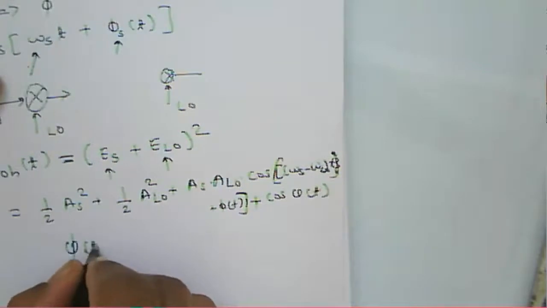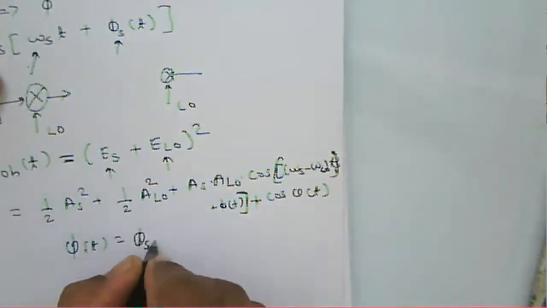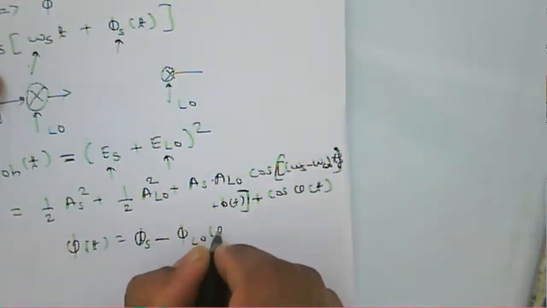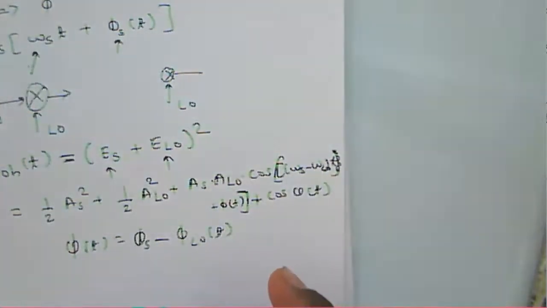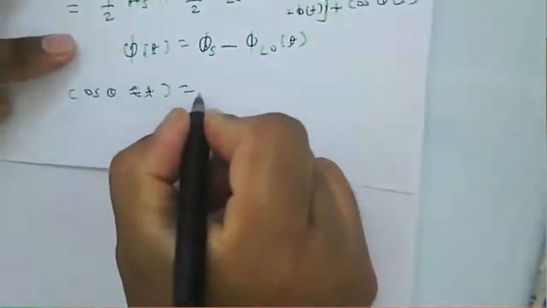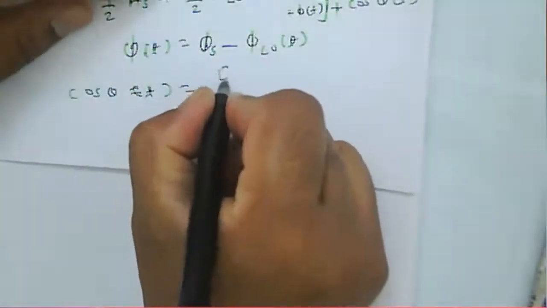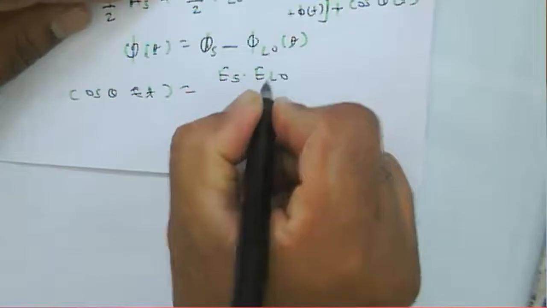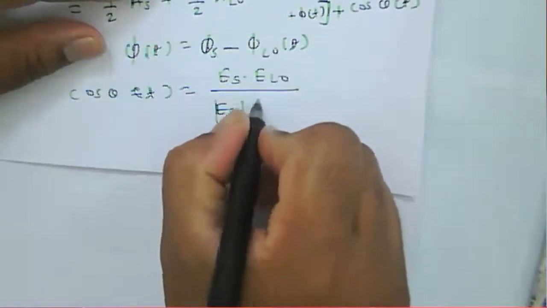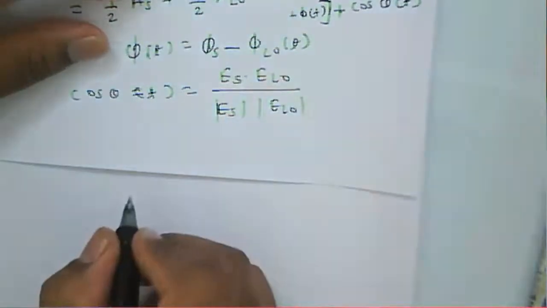And this phi of t is equal to phi S, that is of the signal, minus phi LO of the local oscillator. That's the phase difference here. And then cos of theta of t is equal to the ratio involving the signal and local oscillator signal, mod of E_S and mod of E_LO here.